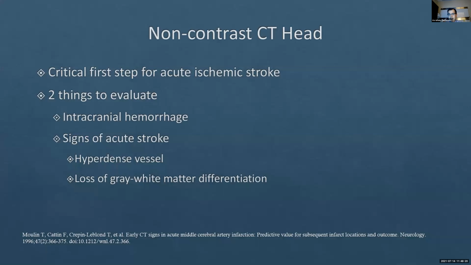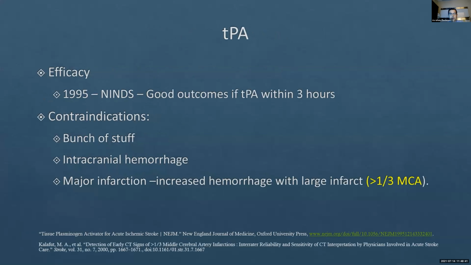If you don't see that distinction well, and then eventually it becomes less bright, what we call hypodense, less dense, then you're thinking it's almost becoming like water. So those are signs of an acute stroke, that part of the brain has a stroke already. And those are the things we look for on the non-contrast CT head.